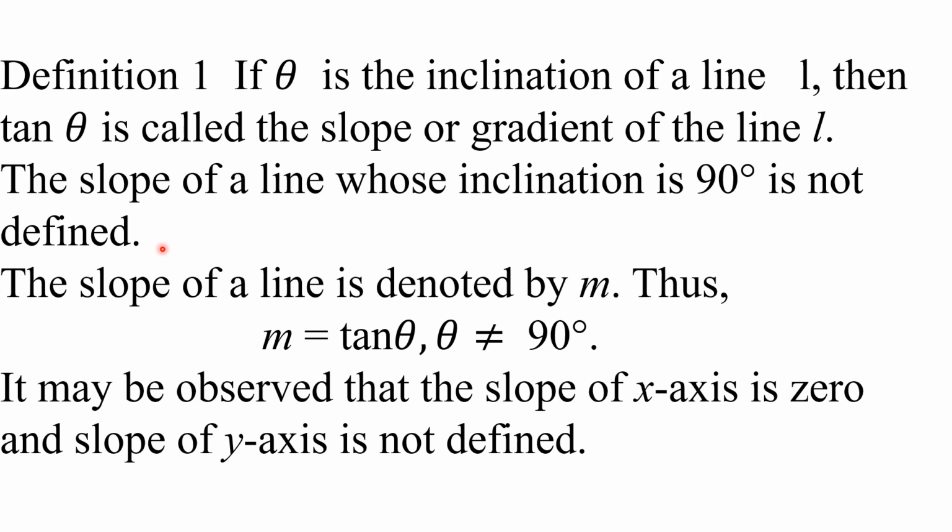Right. The slope of a line is denoted by small letter m. Throughout this chapter, we use this small letter m to denote slope of a line. Please remember this point well. Thus, m is equal to tan theta, where m is the slope of a line, and theta should not be equal to 90 degrees. It may be observed that the slope of x-axis is 0 and the slope of the y-axis is not defined. Yes or no, my children?